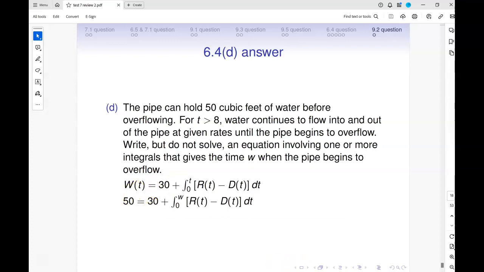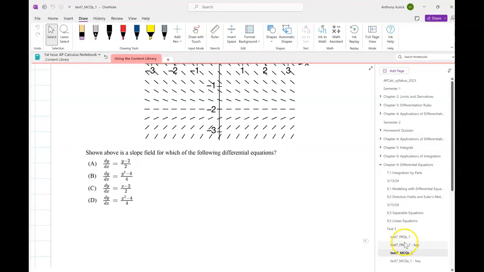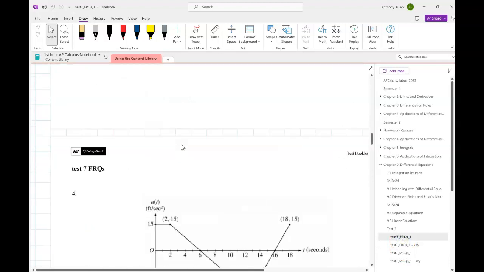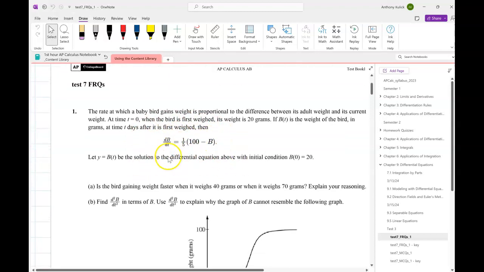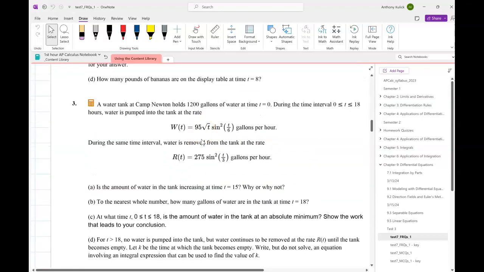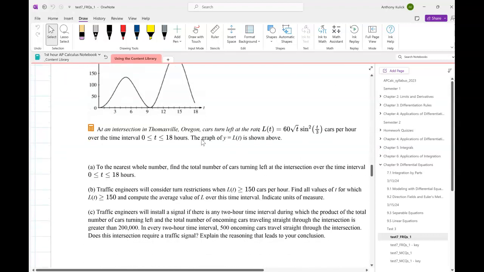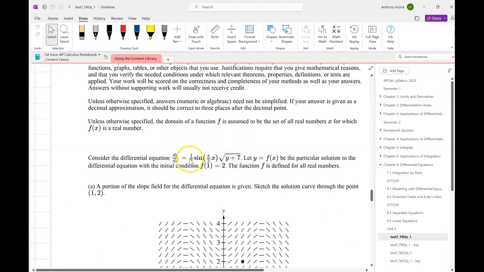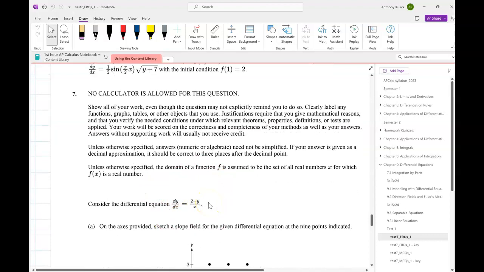No. If you looked at the FRQs that I left you, none of the differential equations in those FRQs were linear. Like that's a separable differential equation. That's an accumulation question. This is an accumulation question. So is that one. This is separable. That's a separable differential equation. So is that one. None of these are linear differential equations, so they'll be like 9.3 questions, not 9.5.